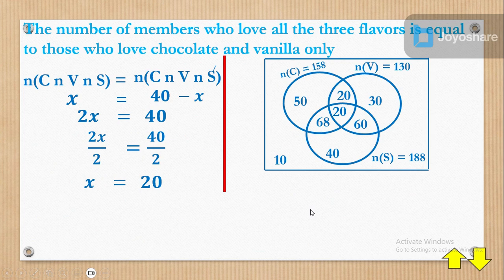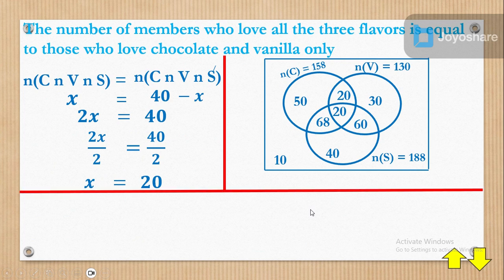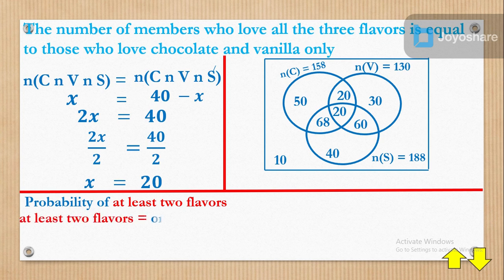Let's do that in the next part. Probability. Now we shall find the probability of at least 2 flavors. What does the word "at least 2" mean? At least 2 means only 2 plus all the 3.